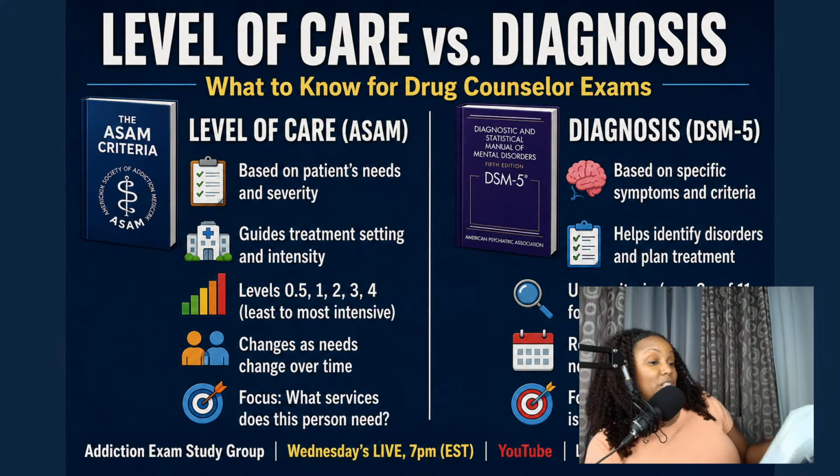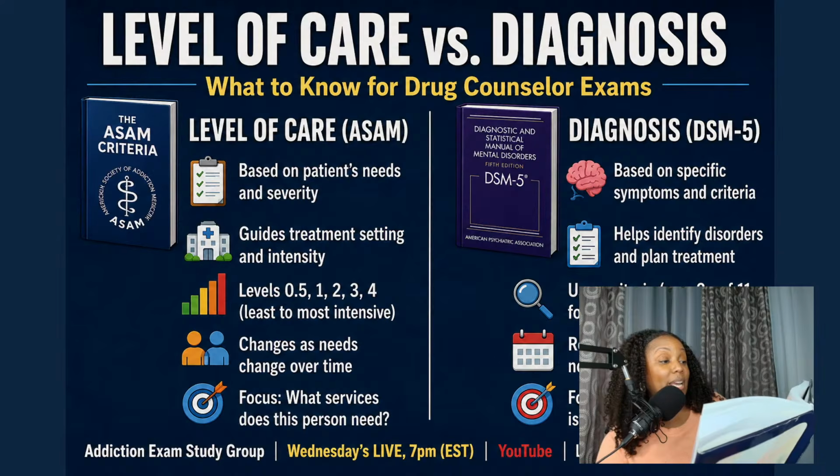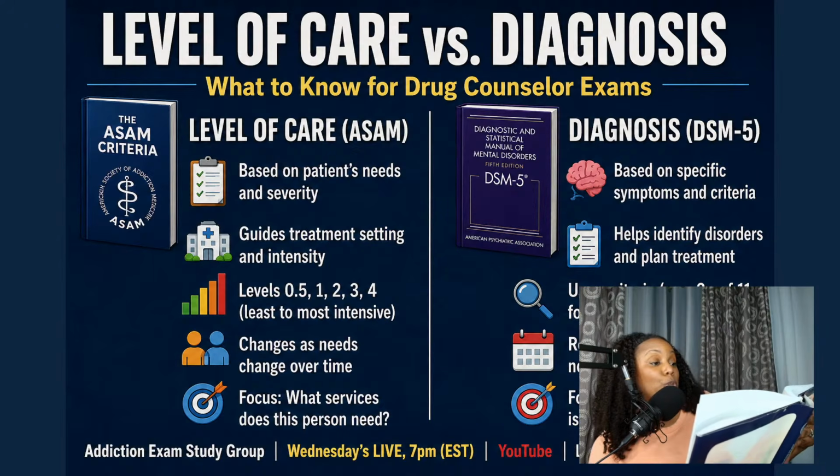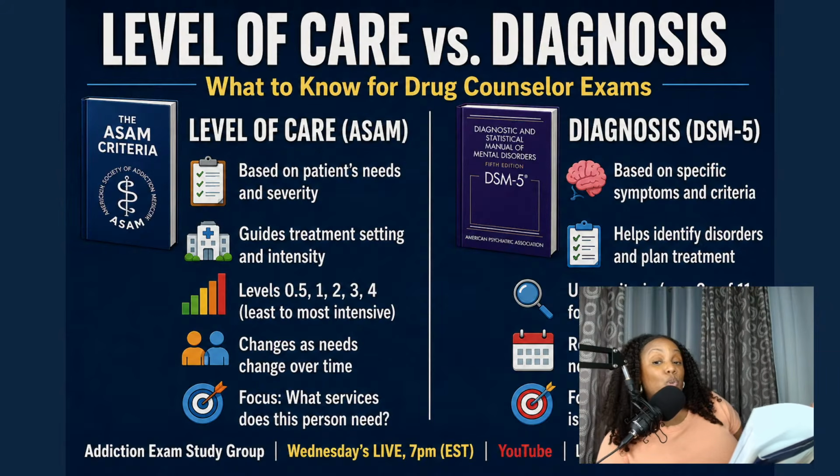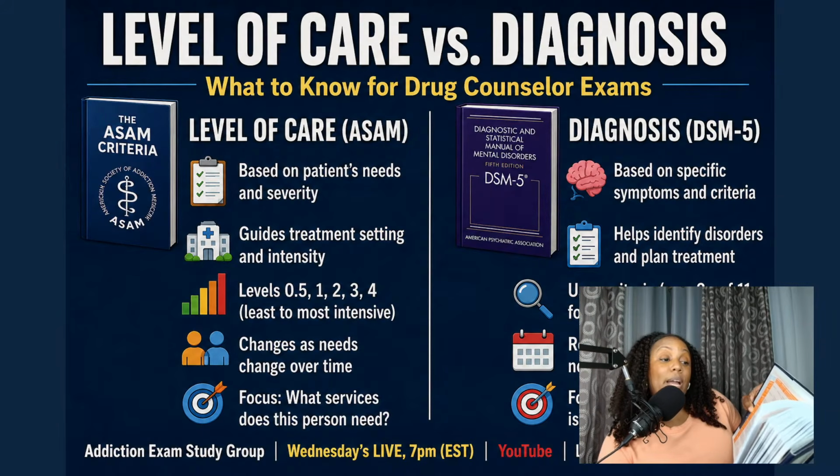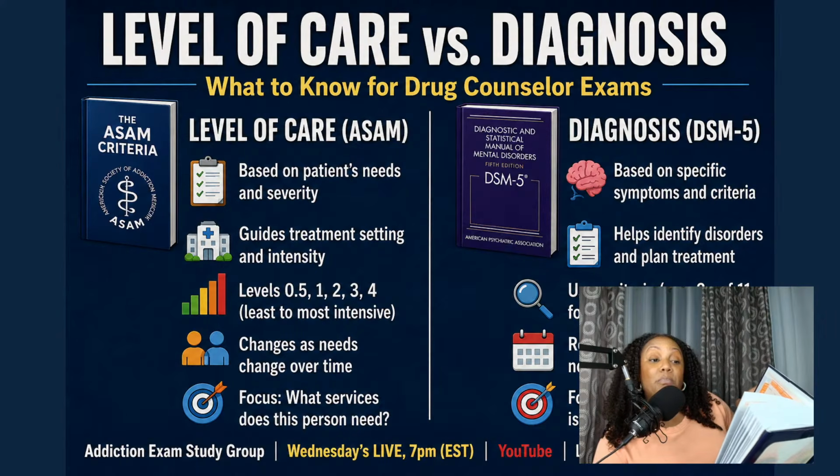So let's go over the dimensions. Dimension 1, acute intoxication. Dimension 2, medical issues or biomedical conditions and complications. Dimension 3, emotional, behavioral, and cognitive conditions and complications. The way I remember it: Dimension 1, withdrawal. Dimension 2, medical. Dimension 3, mental health. Dimension 4, readiness for change. Dimension 5, relapse potential, but the actual title is relapse, continued use, or continued problem potential. And then dimension 6 is recovery/living environment.